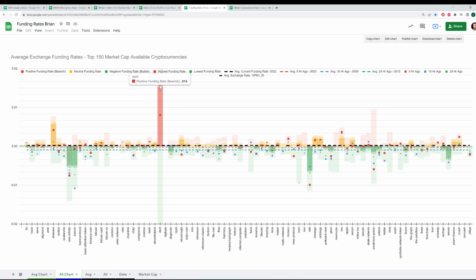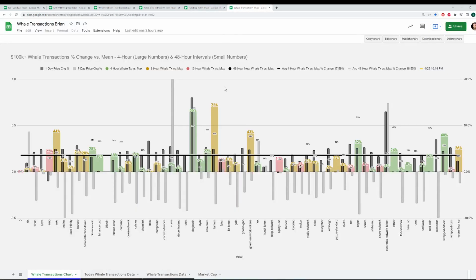And then the one asset that appears to be standing out as very euphoric and a little too much longing going on would be Dent here, and that's why it's highlighted in red. And you can see that 8 hours ago, it wasn't quite as positive. So people have really gone super euphoric on this one, and that's why you see it way up here. So that's funding rates.